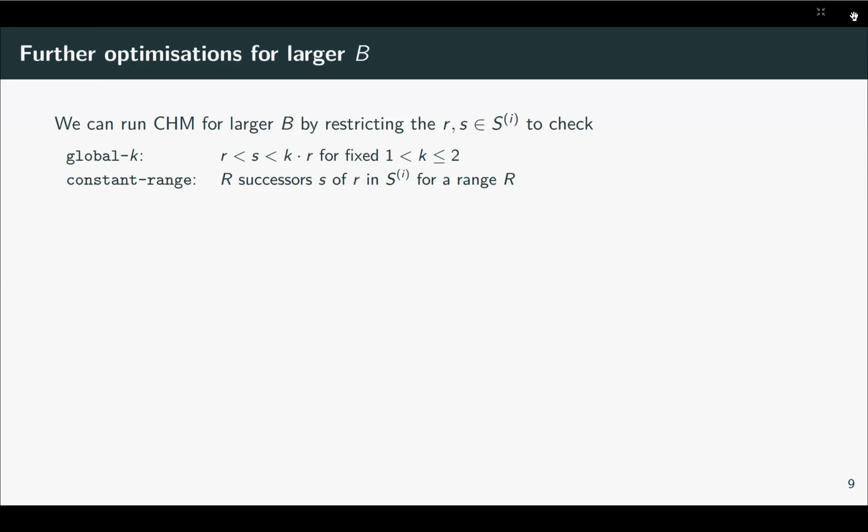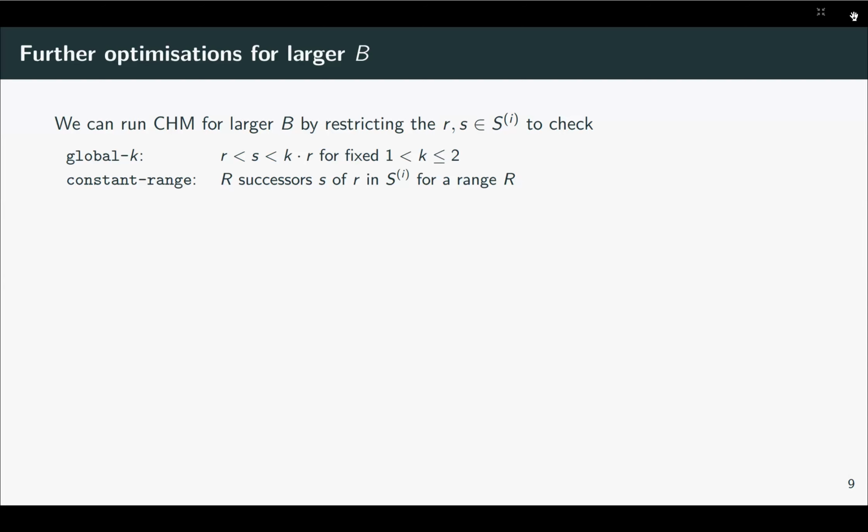One thing you can notice is that if S is much bigger than R, then the likelihood of your computation giving you something new is very high. So this is what we call the global K. We're going to fix some K and only check the S which are within this interval, greater than R and at most K. The other optimization that we have is with constant range.